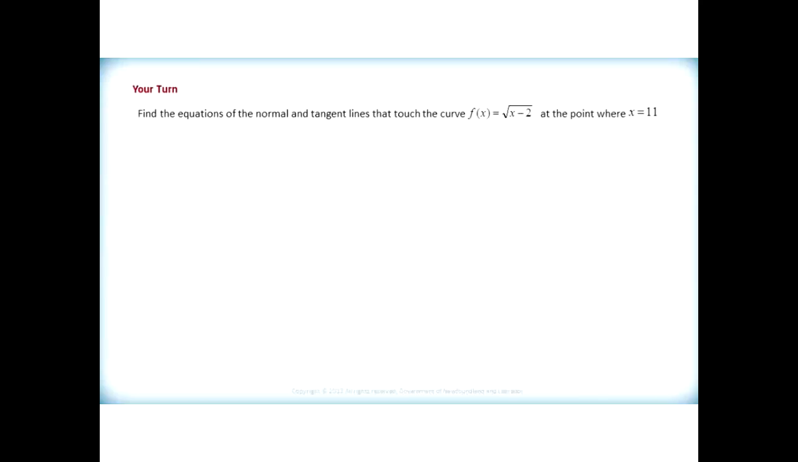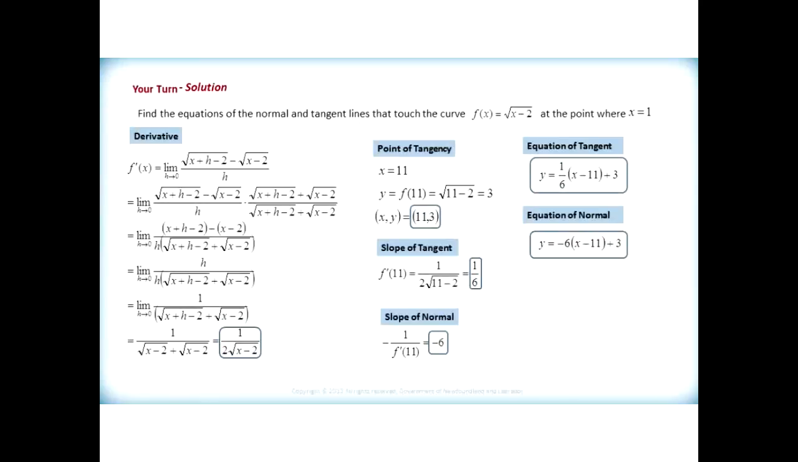You have to find the derivative of f of x at x equals 11, and then after you find your derivative, you need to know the coordinates of the point of tangency, remember? And if you get all that put together, you can find the equations of both the normal and the tangent lines. Okay? So now I'll put up a solution for that. If you want to pause and go work through it, by all means do so. And here is the solution.